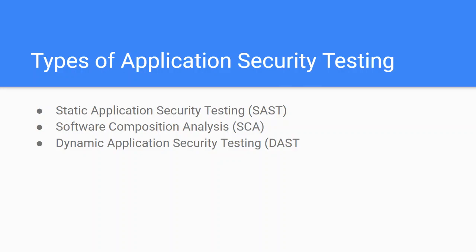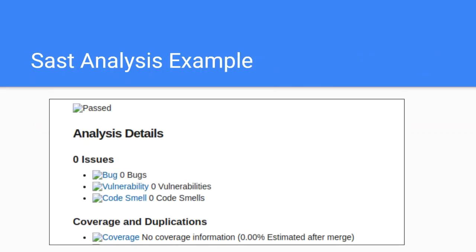SAST and SCA are run on the code. After that, dynamic application security testing is run on your actual website or actual application when your code is getting deployed. We will see this in further slides.